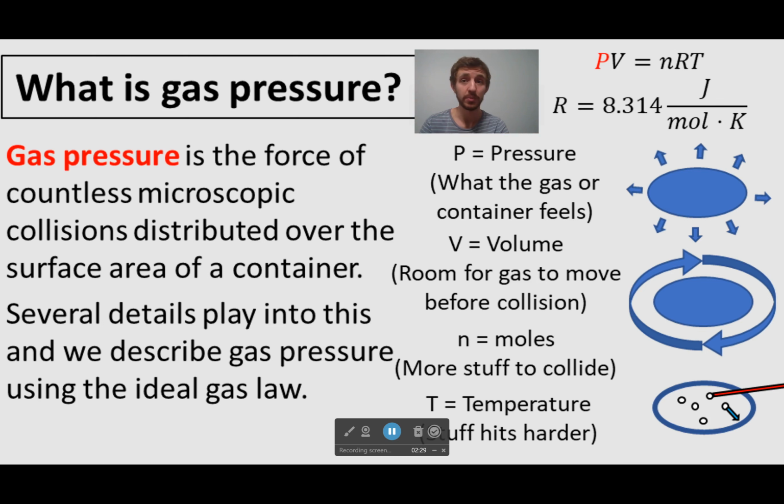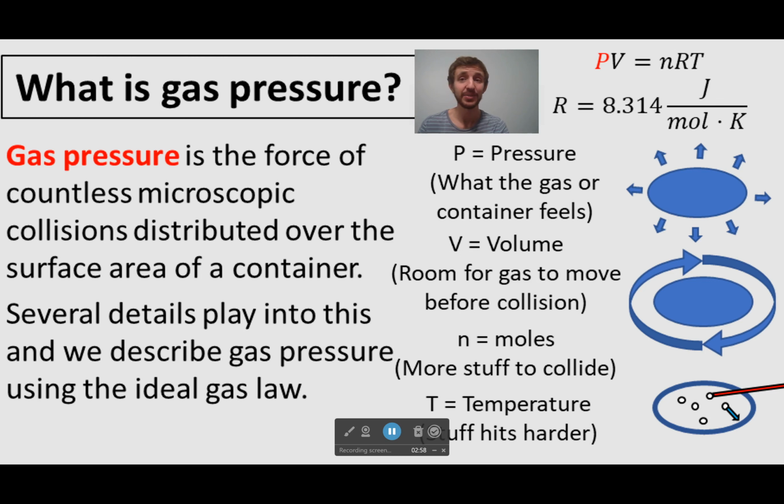V is the volume. The more you increase the volume, the more room there is for the gas to move before collision. Also, there's more surface area, if you want to think about it that way, for the collisions to be averaged over. More surface area, you have more room to collide, but also there's just so much more area, so it gets reduced. n is simply the number of moles. You got more stuff to collide. You see all those little dots in there. There's a lot of them. So more stuff to collide.